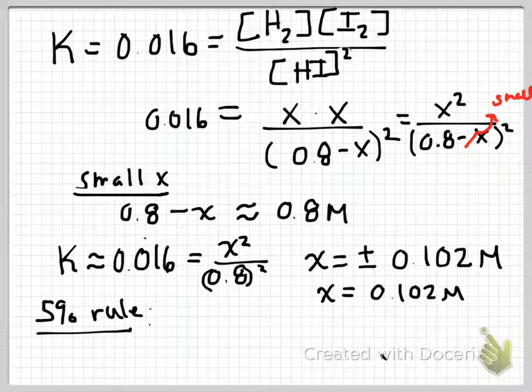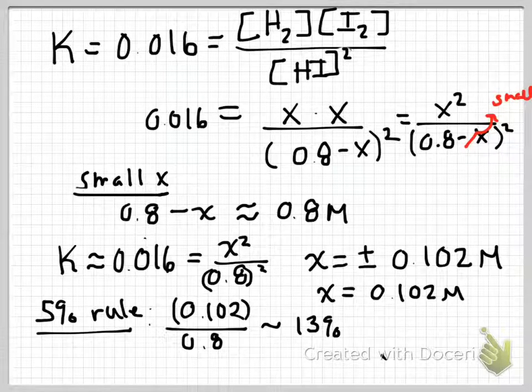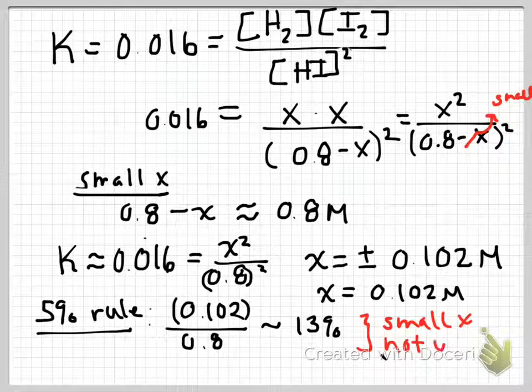And so we can look basically at 0.102 divided by 0.8, and that's about 13%. So unfortunately in this case, small x is not valid.